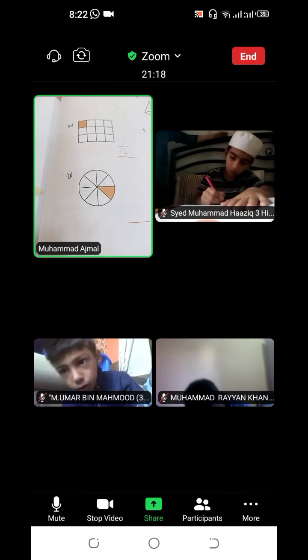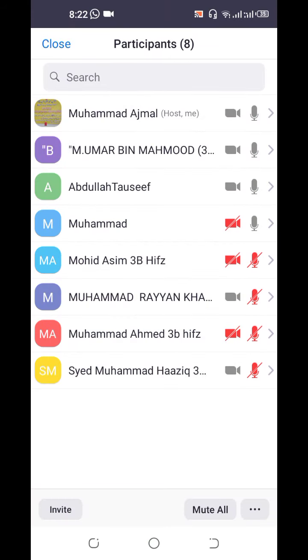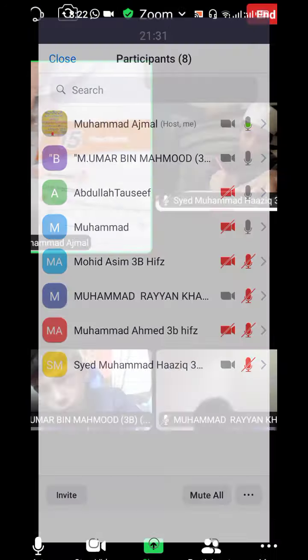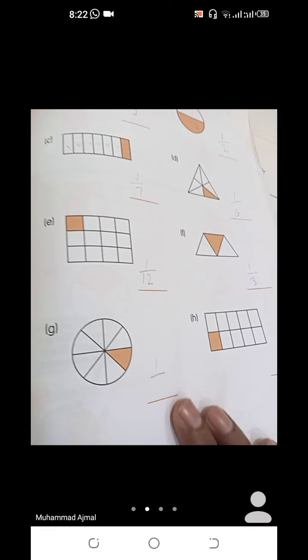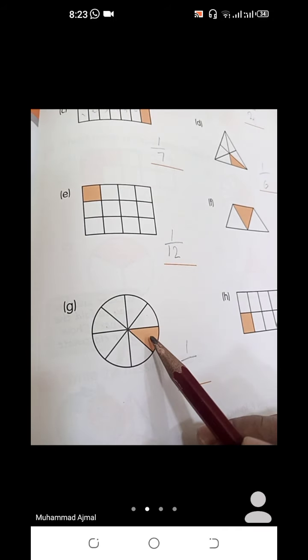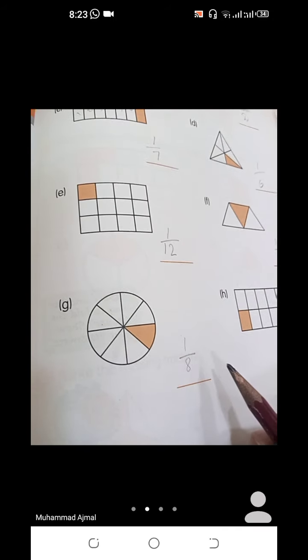Umar bin Mahmood, hurry up, tell the answer of part G. Yes. One is shaded. In all the fractions, one is shaded. As our topic is unit fractions, in all the questions the shaded part is 1. Yes, how many total parts are there? 1, 2, 3, 4, and 4. So 1 over 8. Okay, the last question.